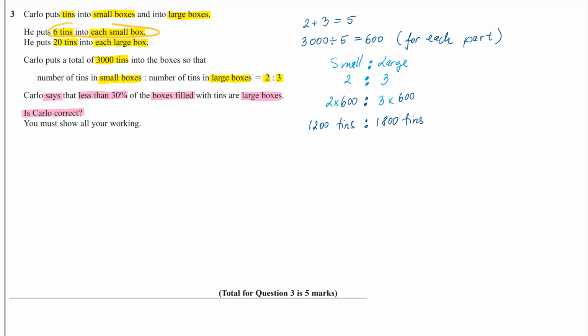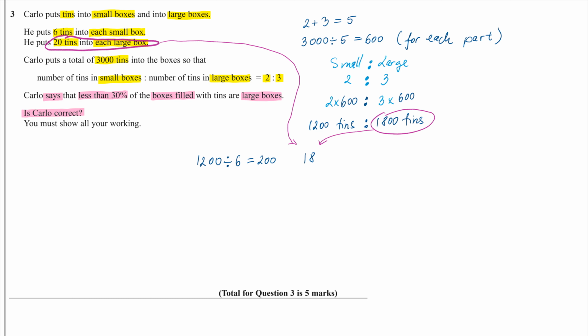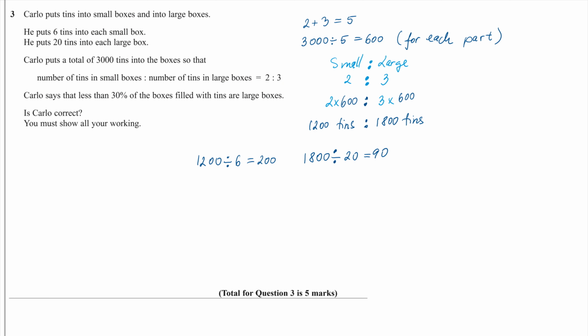He puts 6 tens into each small box. We already worked out that there are 1,200 tens overall in all of the small boxes. If we divide this by 6, we get the number of boxes. 1,200 divided by 6 is 200 small boxes. He puts 20 tens into each large box. There are 1,800 tens in large boxes. We divide this by 20. This is 90 large boxes. Carlo says that less than 30% are large boxes.